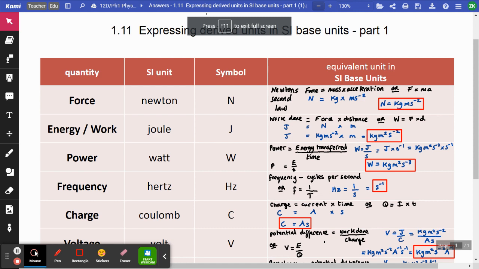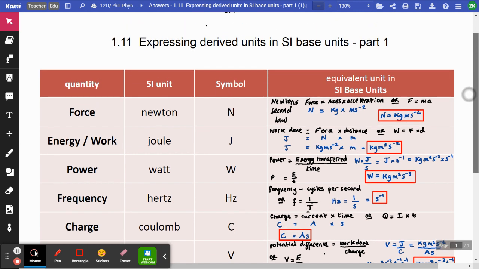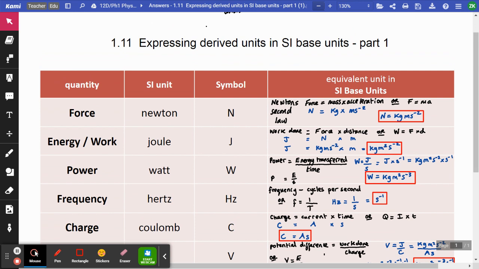Okay, so the first video is going over expressing these quantities as standard base units. So we'll start off with force. Okay, so here we have force. We know that we measure force in newtons.